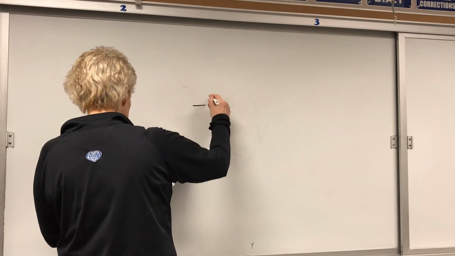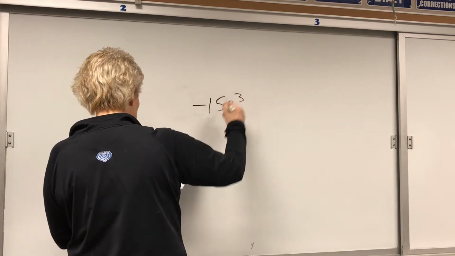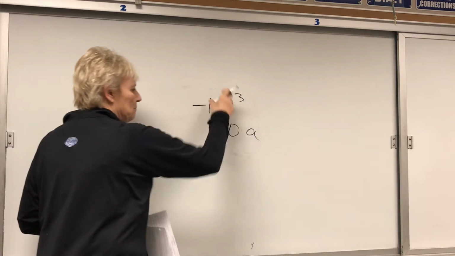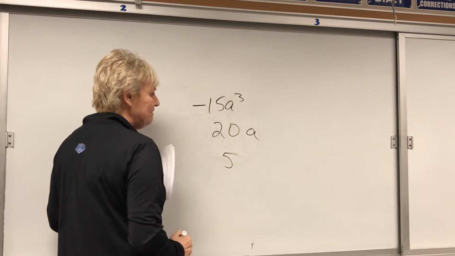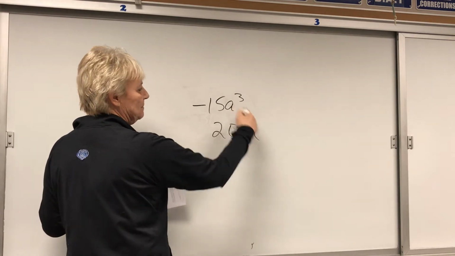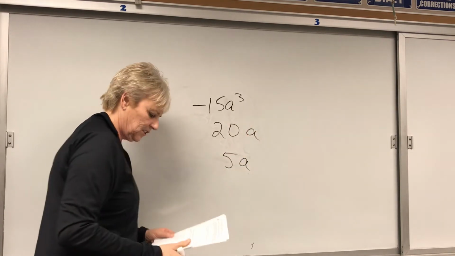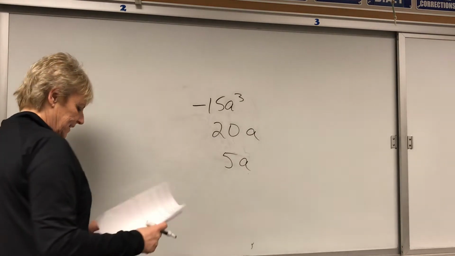The next one is negative 15a cubed and 20a. The highest number that both can be divided into is 5, and the biggest amount of a's they have in common is 1. 5a is the answer.